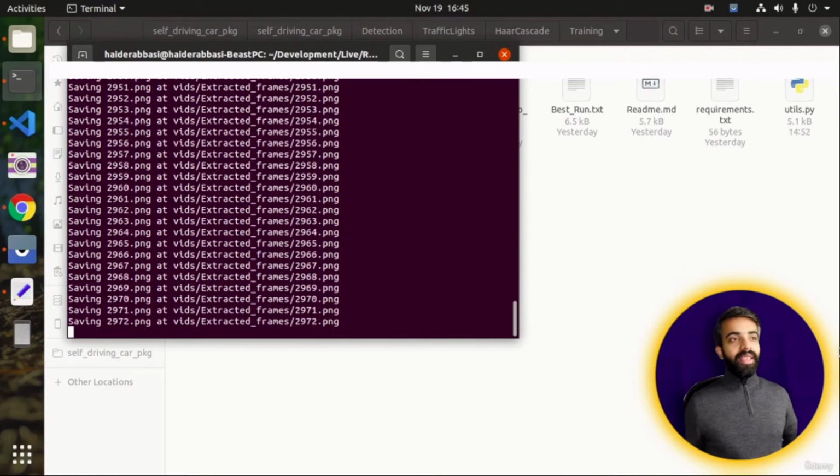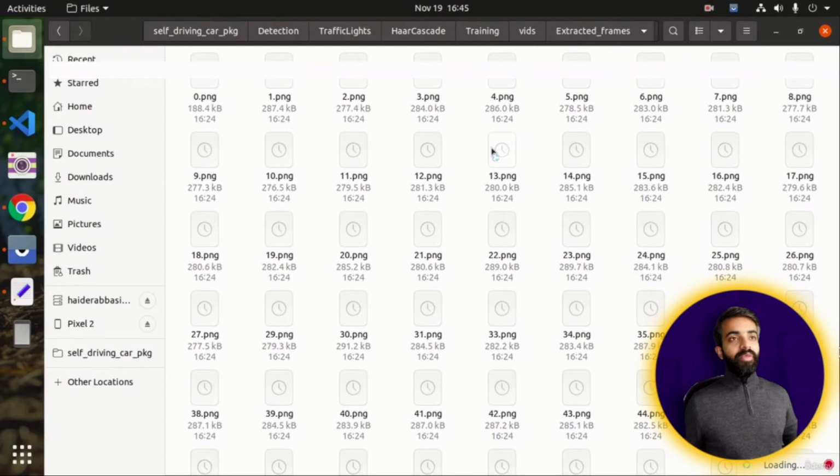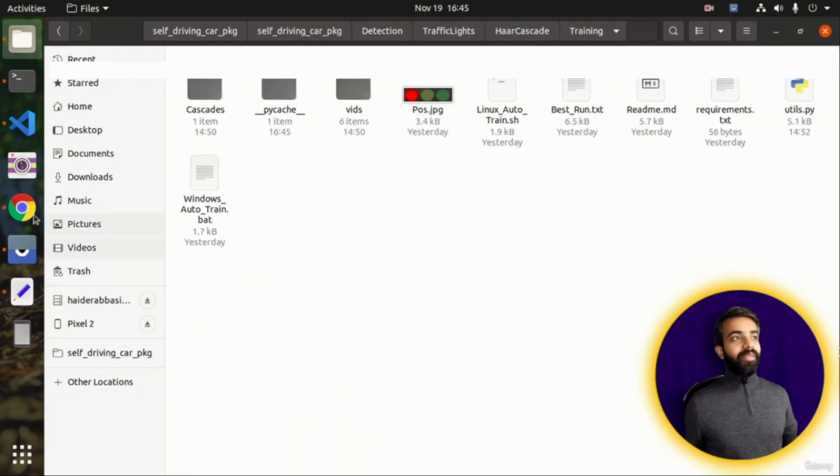As you can see, if you navigate to the video directory, you will see the extracted frames start to fill up. It will contain all the frames that are extracted from those videos present inside this folder. Once we are done, we can proceed to the next step.